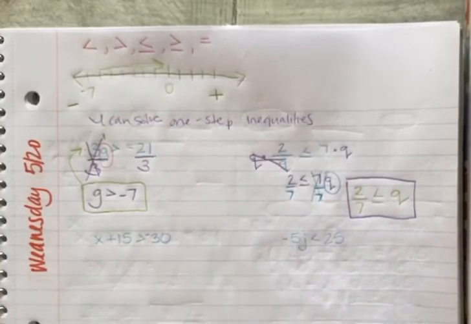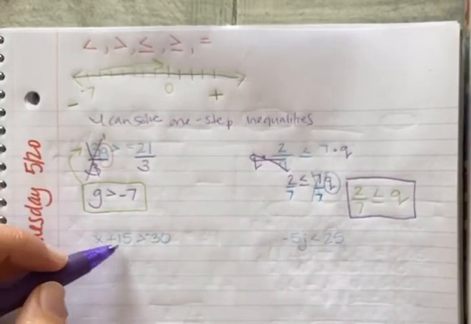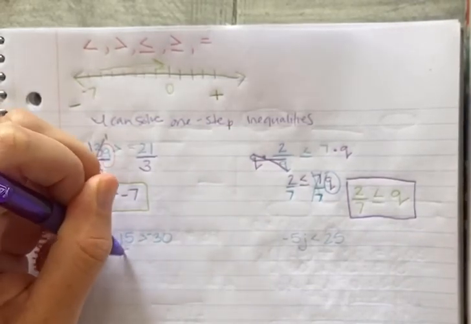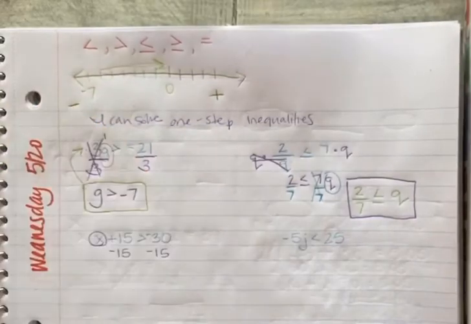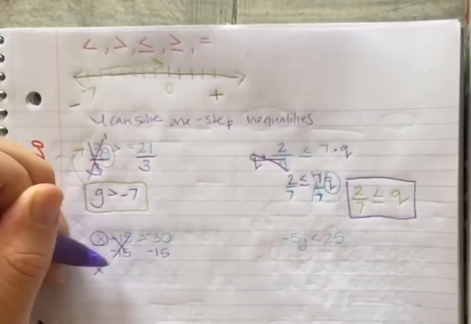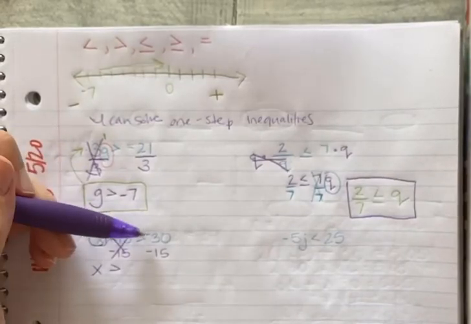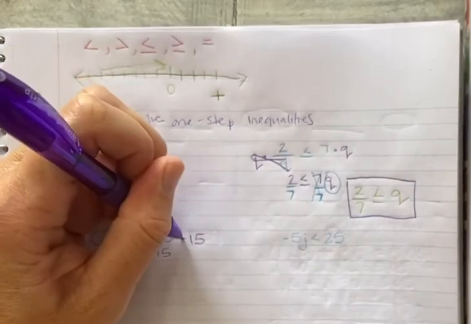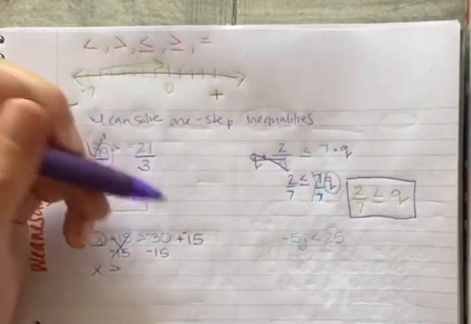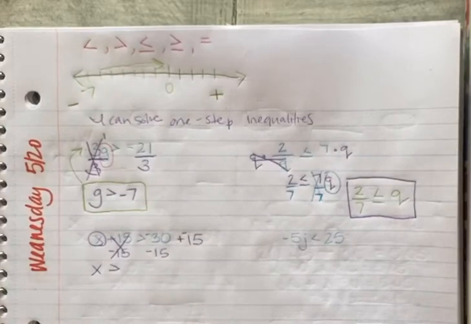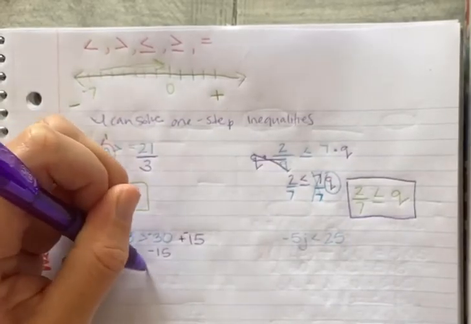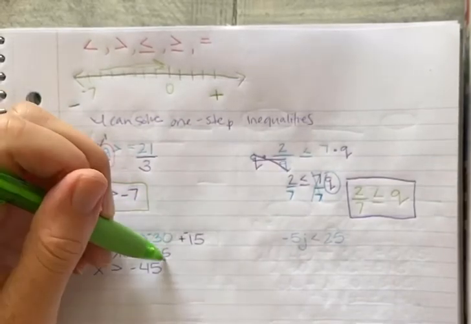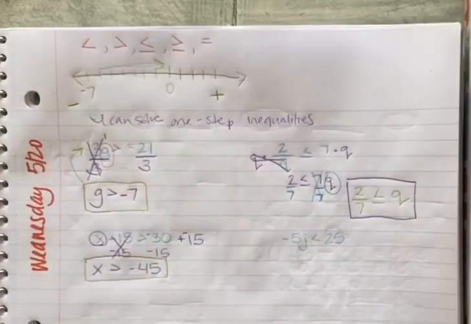All right, just for some more practice, here we have x plus 15 is greater than negative 30. To get x by itself, I'm going to subtract 15 from both sides. These cancel out. X is now greater than, well, let's see, negative 30 minus 15, or plus a negative 15. Negative 30 plus negative 15. Those are both negatives. That comes out to negative 45. So x is greater than negative 45.